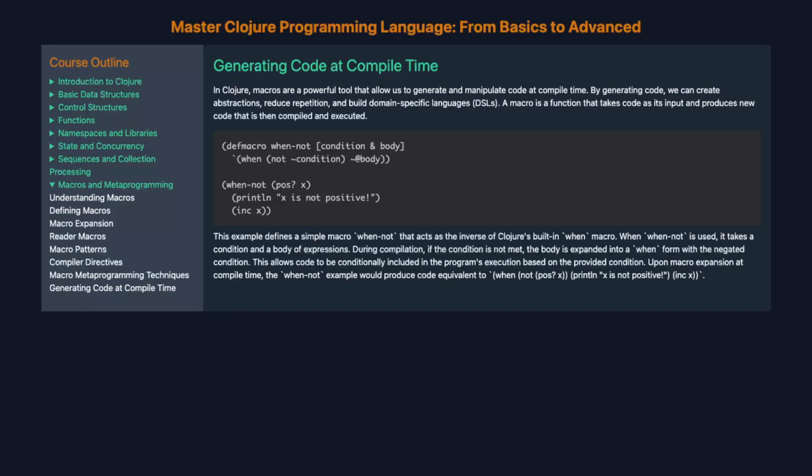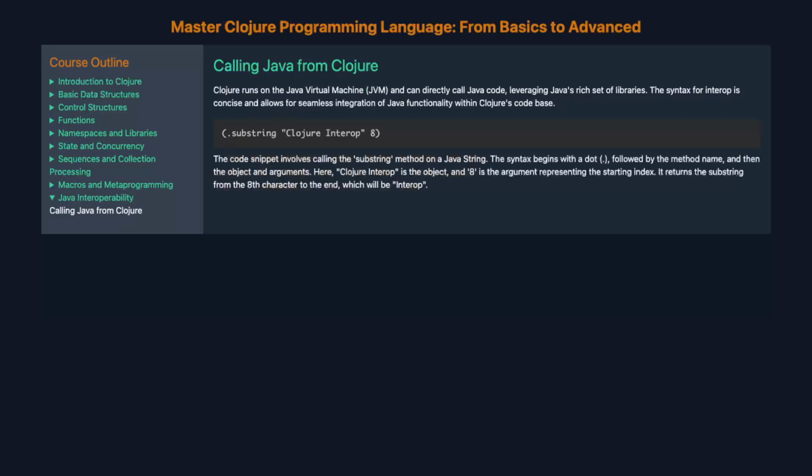Upon macro expansion at compile time, the when-not example would produce code equivalent to (when (not (pos? x)) (println "x is not positive")). Calling Java from Clojure. Clojure runs on the Java Virtual Machine, JVM, and can directly call Java code, leveraging Java's rich set of libraries. The syntax for interop is concise and allows for seamless integration of Java functionality within Clojure's codebase.